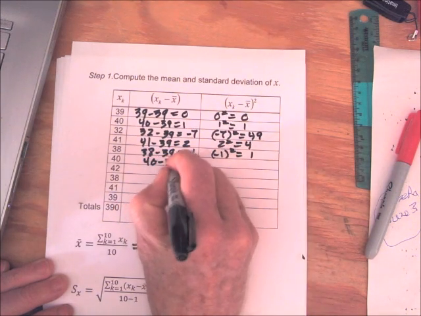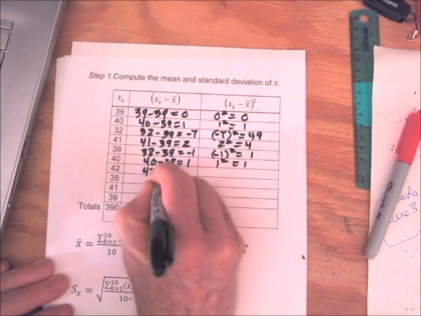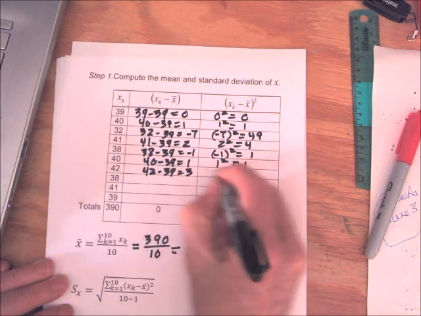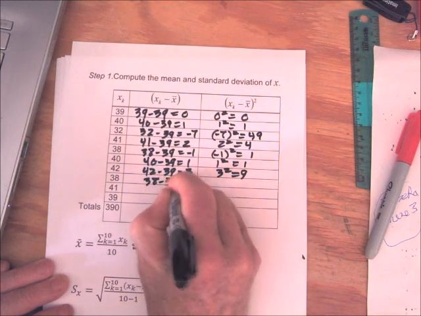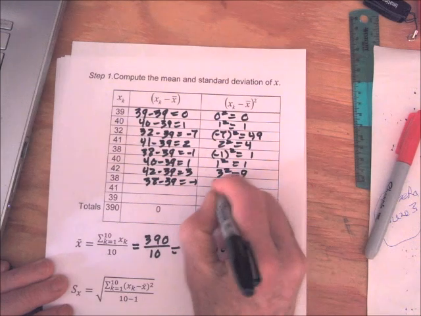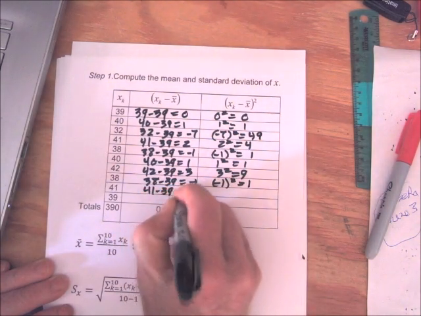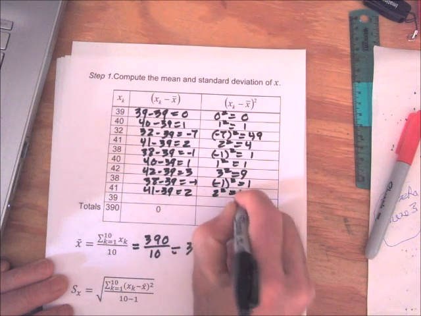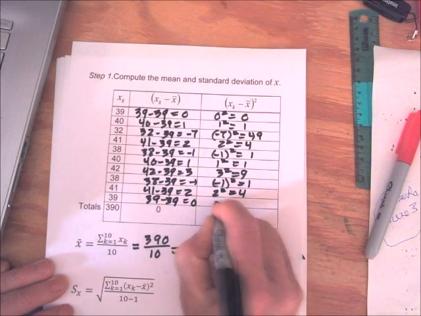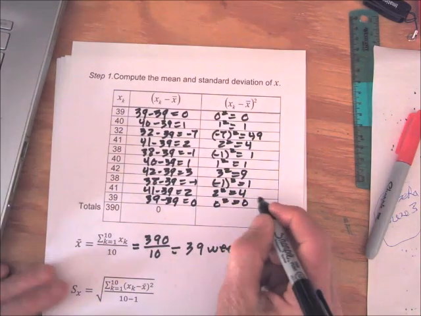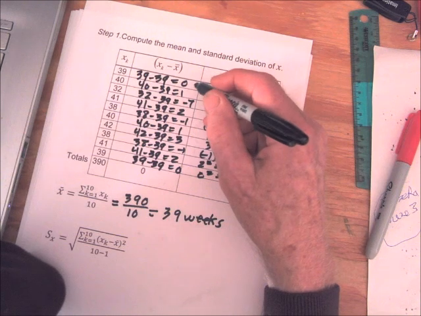40 minus 39 is 1. 1 squared is 1. 42 minus 39 is 3. 3 squared is 9. 38 minus 39 is negative 1. Negative 1 squared is 1. 41 minus 39 is 2. 2 squared is 4. 39 minus 39 is 0. 0 squared is 0. Let's check. This middle column should add up to 0. I put the 0 down here, but let's just double check.